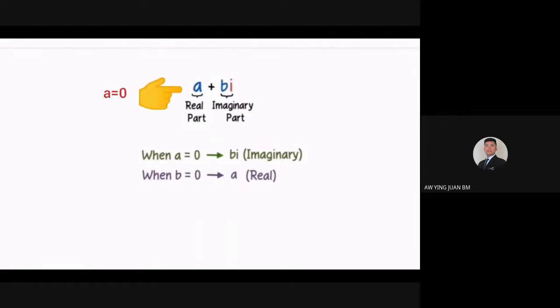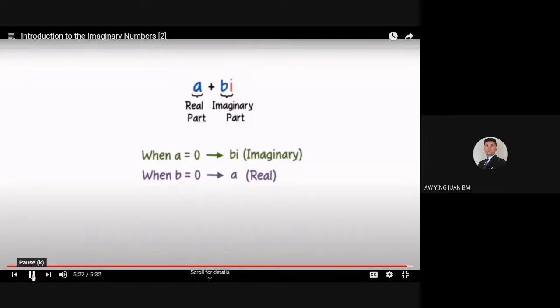Now, let's play around with the basic form. Observe that when a is equal to 0, what is left will be an imaginary number, which is the bi. When b is equal to 0, we only have a real number, which is the a, plus 0i. So, what are the real and the imaginary parts in the basic form of a complex number? a is called the real part, and b is called the imaginary part. That is basically the introduction for the imaginary number and the complex number.